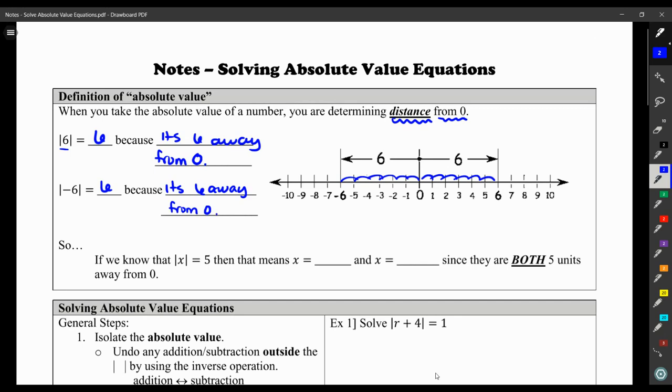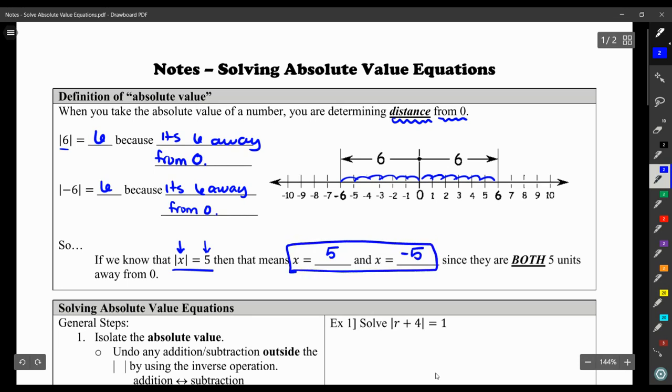So if we know that the absolute value of x is equal to 5, what values of x am I allowed to have? What numbers will be 5 away from 0? That can be a 5, or it can be a -5. So there are two solutions to this absolute value equation. There's not always two, but there can be at most two. And these are true because they're both 5 units away from 0. So let's take that and put it into practice.